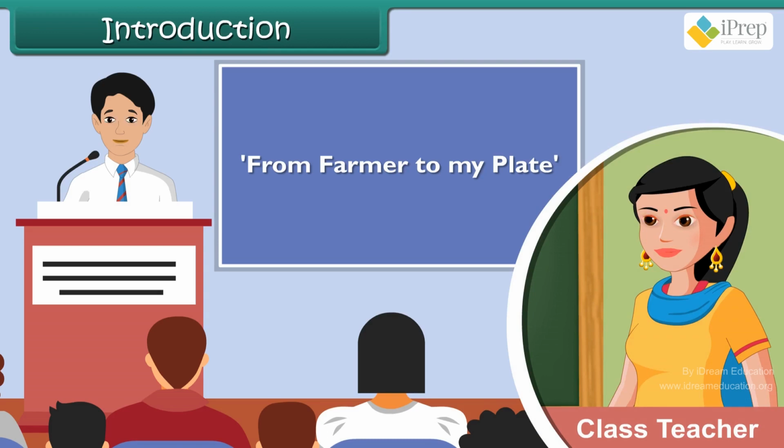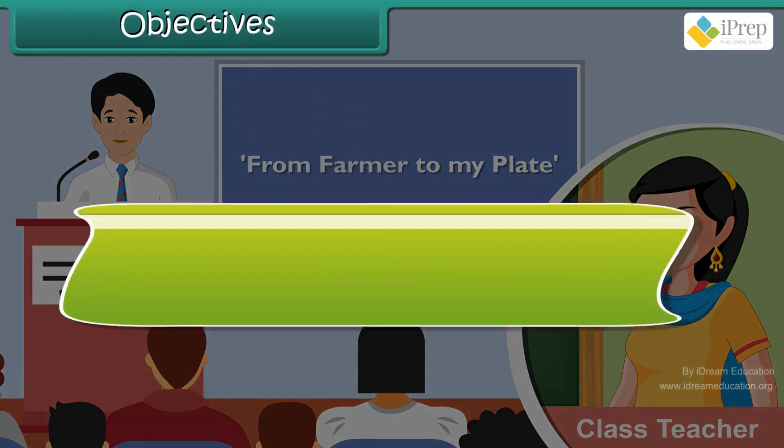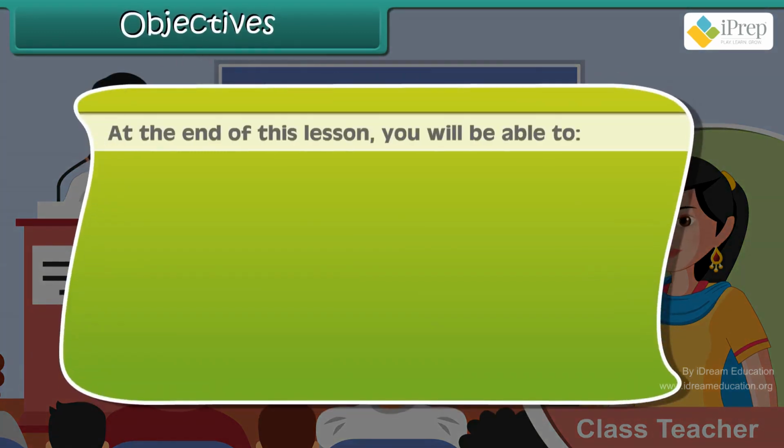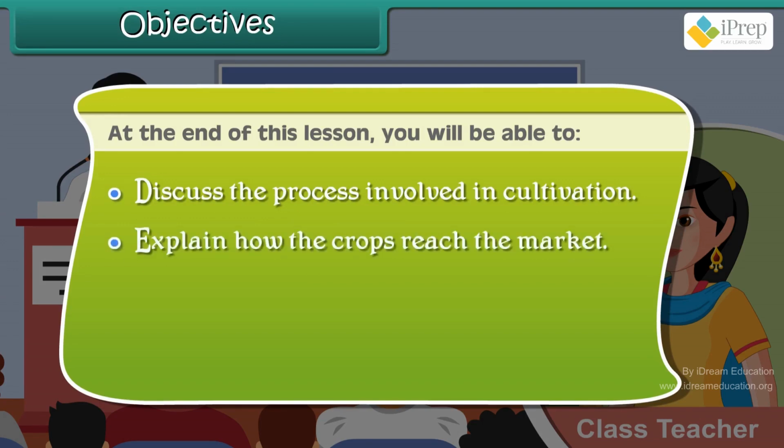In this lesson, you will learn about the process involved in cultivation of crops. Objectives. At the end of this lesson, you will be able to discuss the process involved in cultivation, explain how the crops reach the market, and know the food waste management.